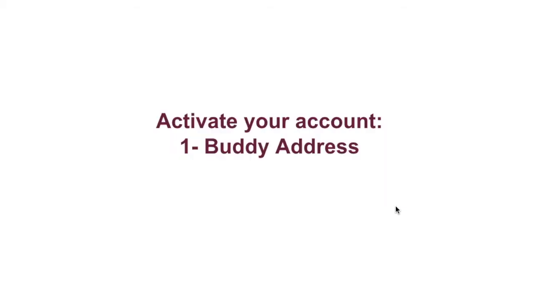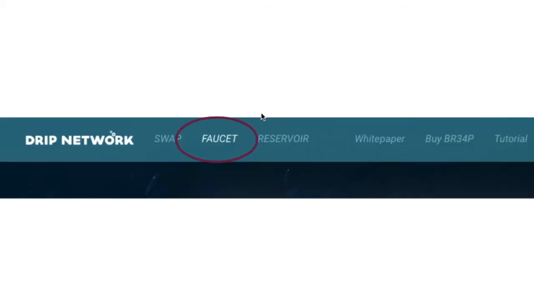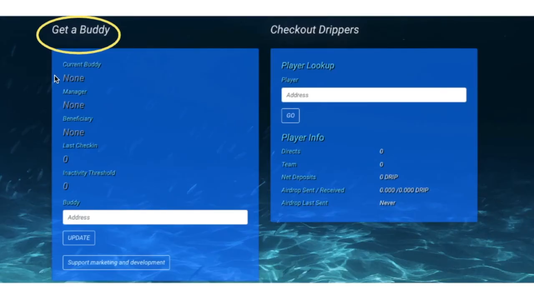So the way that this works is, first of all, we need a buddy address. For you to be able to actually get that 1% per day, you need a buddy address. You don't need to create a team or anything, but you need an address to get your account started. If you want to use our address, I'm going to put our address in the description down below. All you need to do is click on faucet, and scroll down until you find that section that says get a buddy.